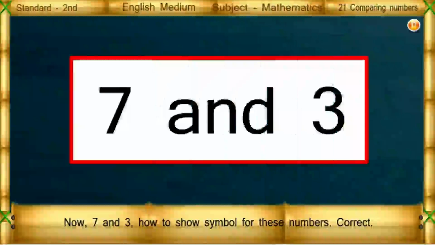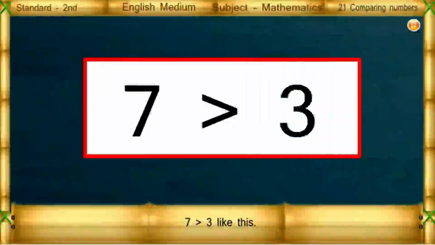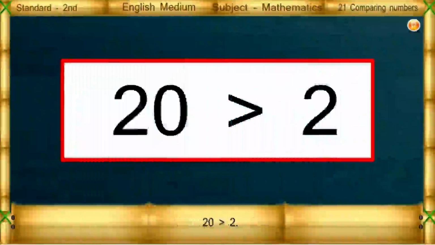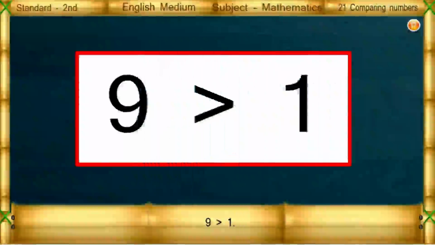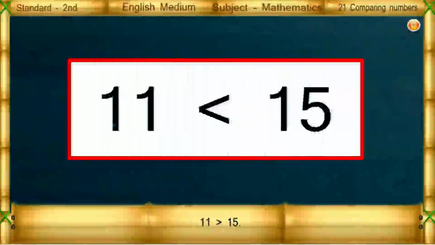Now 7 and 3. How do we show the symbol for these numbers? Correct. 7 is greater than 3, like this. Also look here: 20 is greater than 2, 9 is greater than 1, 11 is greater than 15.